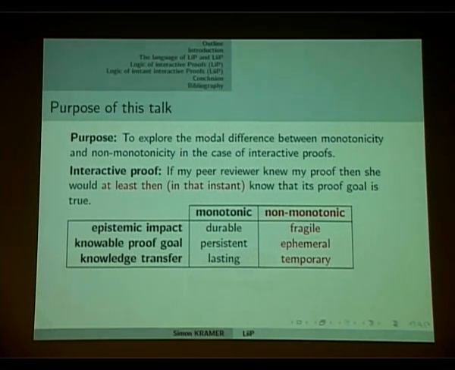Well, as I tried to suggest, if I send you a monotonic proof, then that proof will convince you that the proof goal is true in the instant you receive it and henceforth. A non-monotonic proof, if I send you that proof and you receive it, will convince you in the instant you receive it, but not necessarily henceforth.